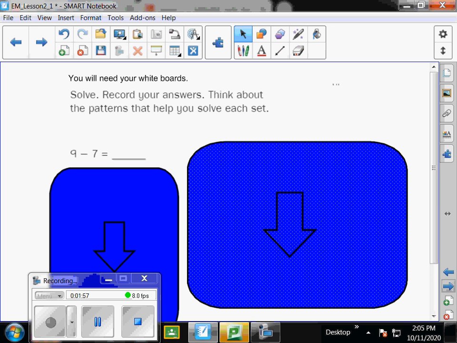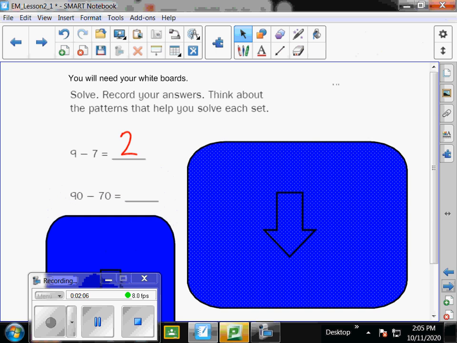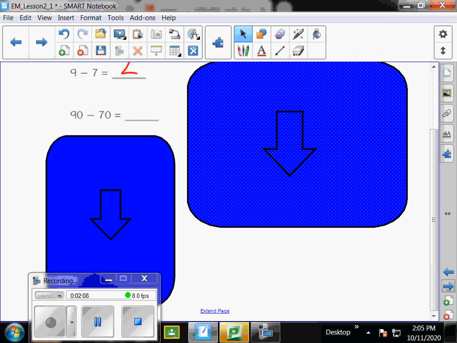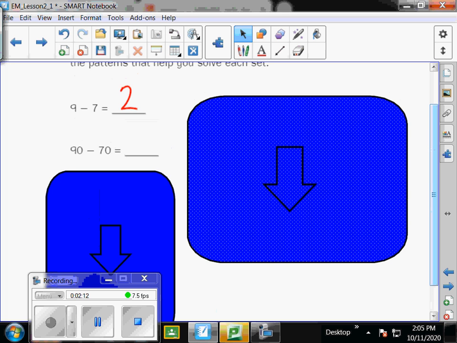Okay, so 9 minus 7 should have been a pretty easy problem, and you should have gotten 2. Now, what if I ask you to solve 90, whoops, my screen jumped here for a little bit. What if I asked you to solve 90 minus 70? Can you solve that one?